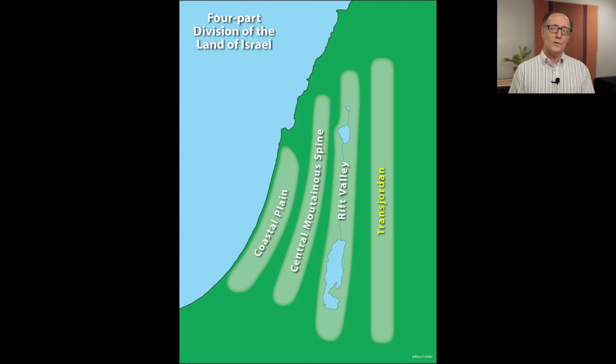And let's move over to the Transjordan. So we have to ascend back up to the other side as we move east. And the Transjordan can be described as a high-level plateau on the other side, roughly the same elevation as the central mountainous spine.